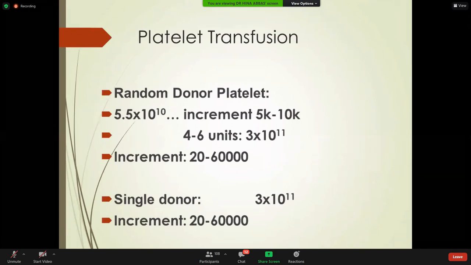So it has many advantages over the random donor platelet. First of all, it gives an increment already. Increment is equal, but what could be the advantage? What do you think could be the advantage of single donor platelet over the random donor platelet?